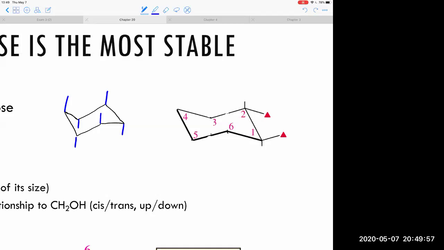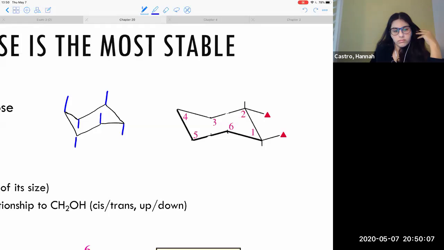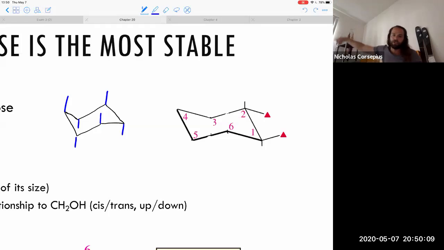Cis. Well, one's equatorial down and one's equatorial up. So they're both trans. Axial's either down or up. Equatorial is always just out. But they're going to be trans, right? So if we fill in what the other substituents look like here, these guys are on the same side. So if both of them are equatorial right next to each other, then they have to be on opposite sides.